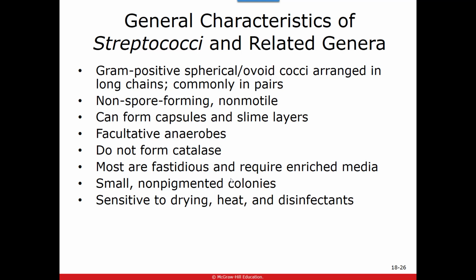Most are fastidious, which means they're kind of the picky eater bacteria. They really like red blood cells, but they like them broken down for them first, so we have to cook them for them. So they require a more picky media to grow on. When we do grow them, the colonies are really small, non-pigmented, usually kind of a white cream. And these bacteria are sensitive to drying, to heat, and disinfectants, which means they usually don't stay on surfaces for a very long period of time, and they're more easily gotten rid of. This is just showing how you can see some of them forming those nice long chains together.